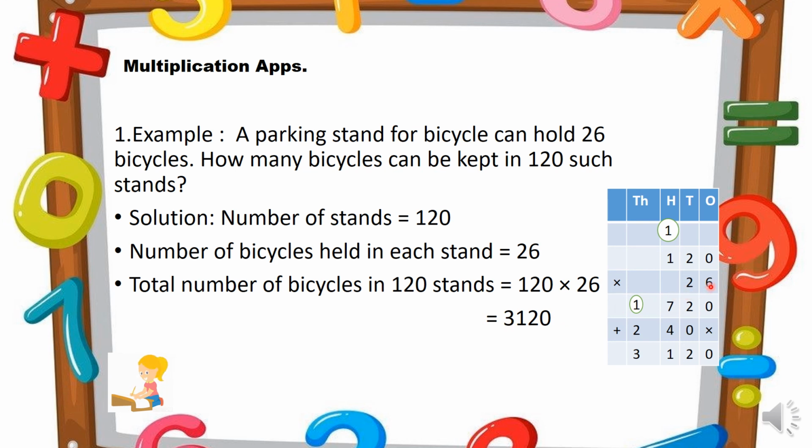Let us solve this. Here we need to place the given numbers in the place values correctly. 1 is placed at the hundreds place, 2 at the tens place, 0 at the ones place, and multiply by 26, 6 is placed at the ones place, 2 at the tens place. First you have to multiply with the first digit of the multiplier, which is 6. So start with the ones place. 6 zeros are 0, 6 2s are 12, carry is given at the hundreds place. 6 1s are 6 plus 1 is 7. Okay, we have got the first row of the result as 720.